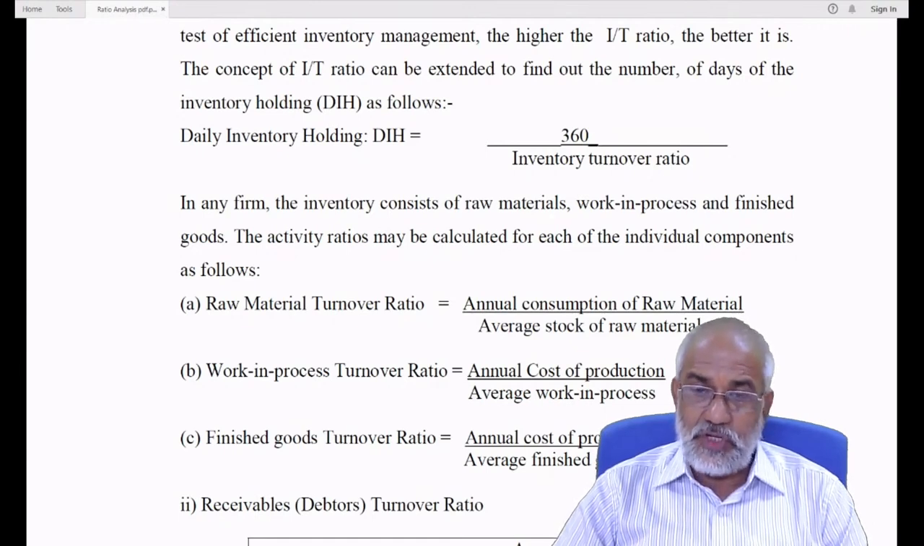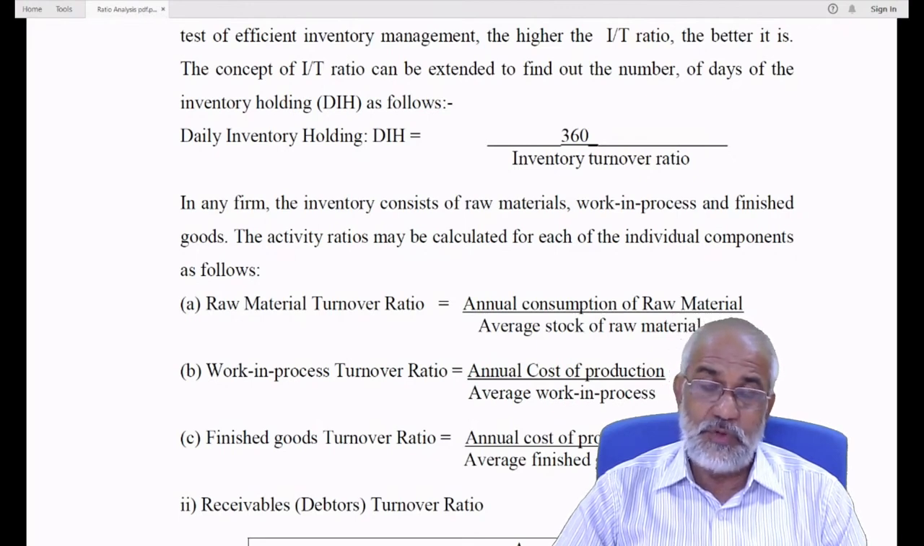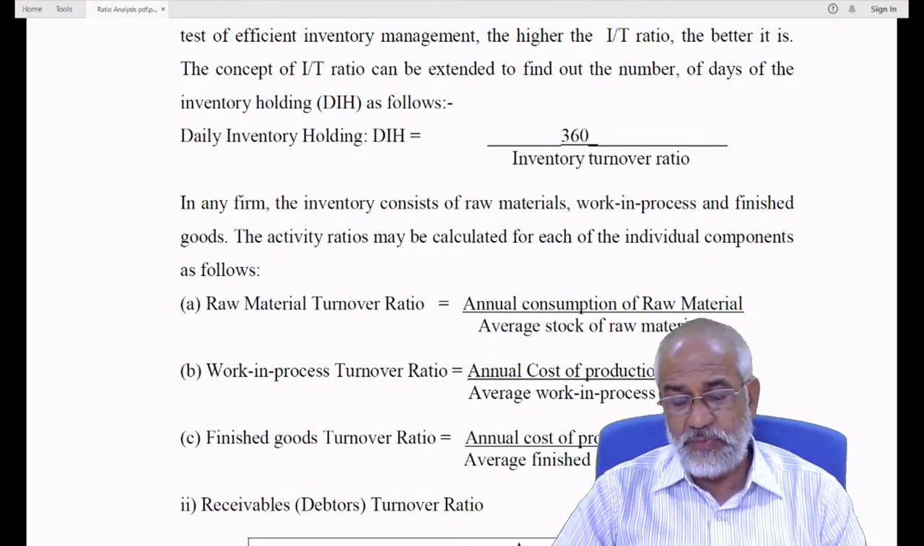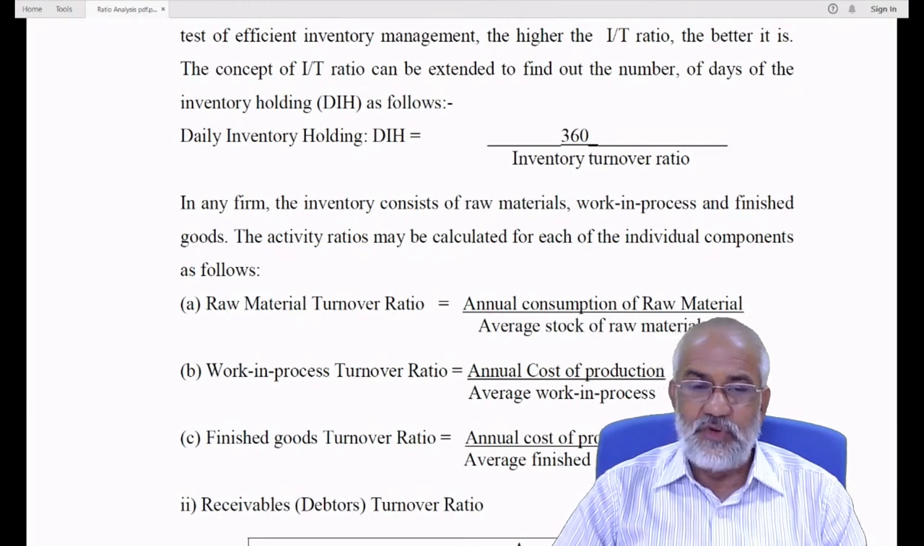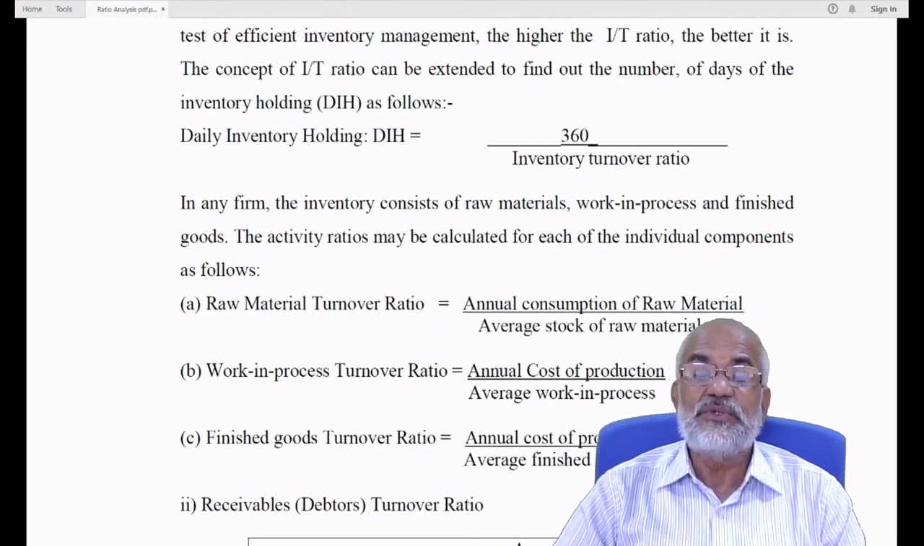So that cost of production per year has to be divided by the average work in process. Average work in process means the opening work in process plus closing work in process divided by 2. That would be the work in process turnover ratio. Then finished goods turnover ratio. The finished goods turnover ratio has to be computed as the annual cost of production divided by average finished goods.